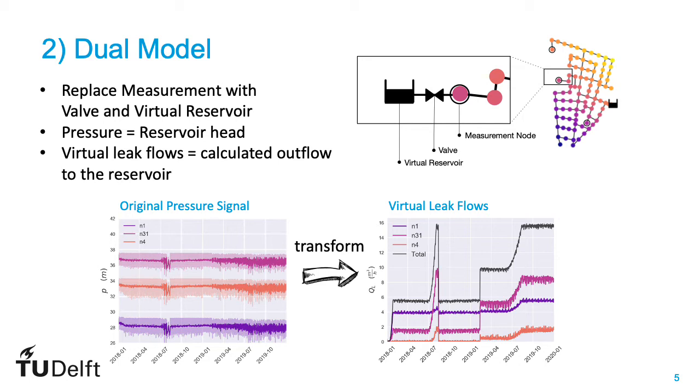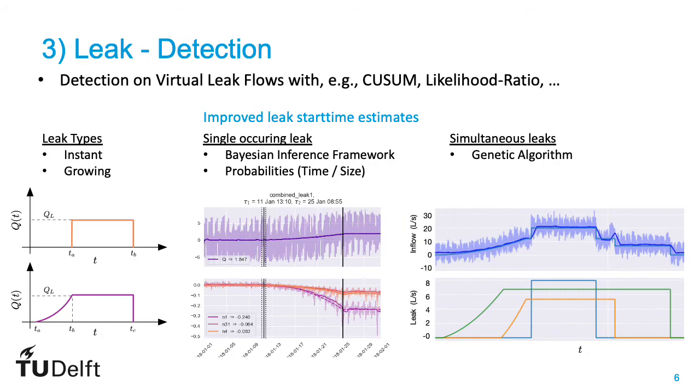The advantage of the dual method is that the calculated outflows act as amplifiers that deliver significant and localized signals even for small pressure drops. In addition, the outflows at the virtual reservoirs are a good first estimate for the leak size and location, as you can see on the right side.